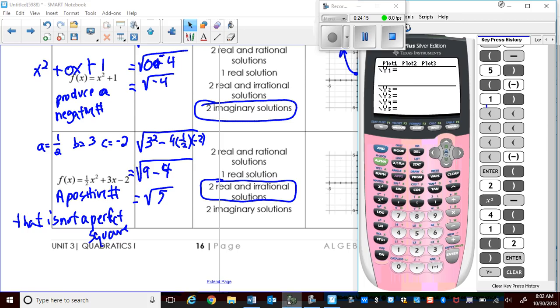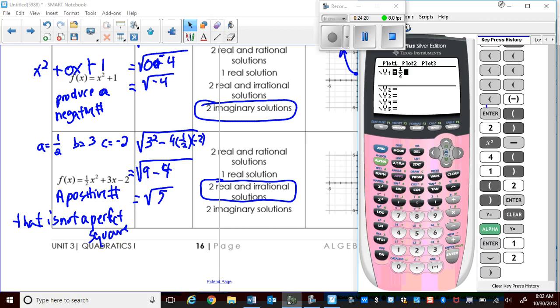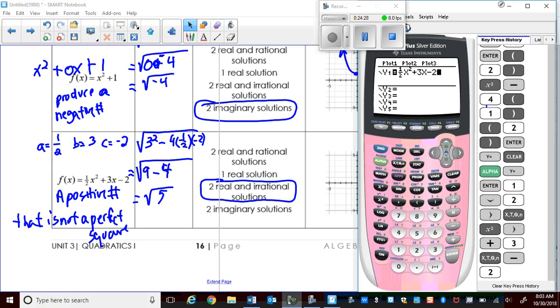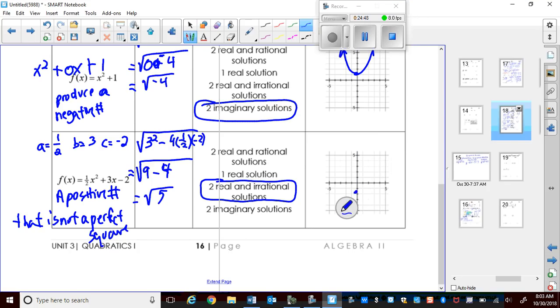Clear. Alpha y equals, enter, 1/2 times x squared plus 3x minus 2, and press trace so I can look at my graph here, in the second, third, and fourth quadrants of this graph. I'm going to go ahead and graph that. Here's my curve. All right.